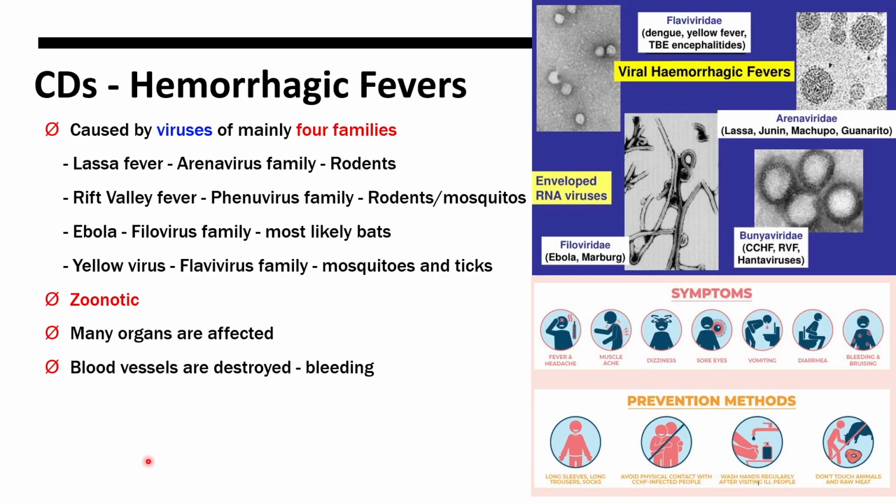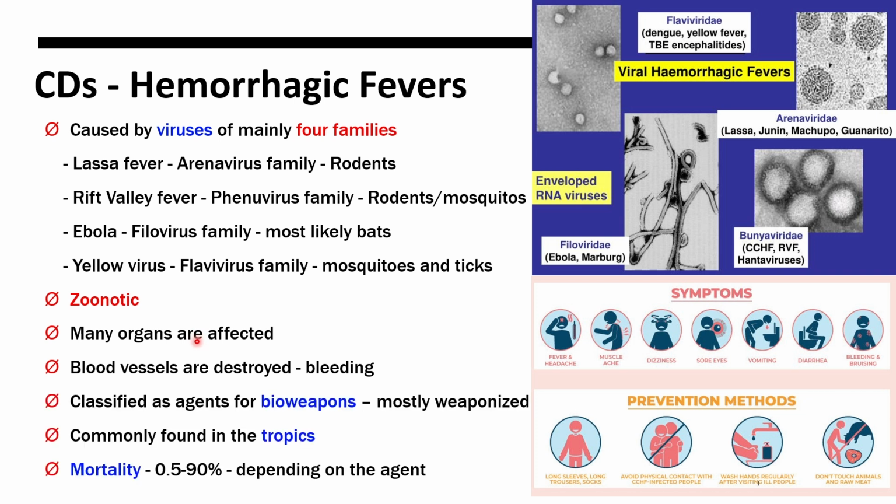The next category that we are going to talk about is the hemorrhagic fevers. Hemorrhagic fevers are fevers mainly caused by viruses like Lassa fever, Rift Valley fever, Ebola, and yellow fever virus, which you may have heard of. These are all zoonotic diseases. Many organs are affected by these diseases, and the main characteristic of these hemorrhagic fevers is that your blood vessels get destroyed and you will start bleeding.